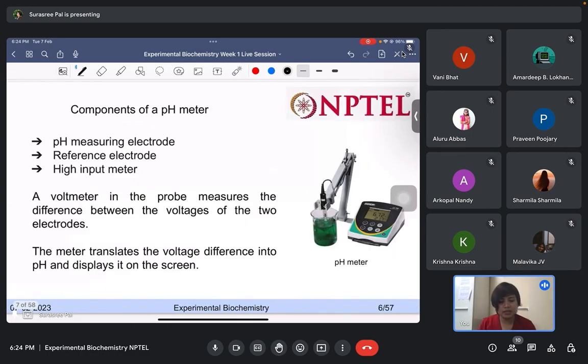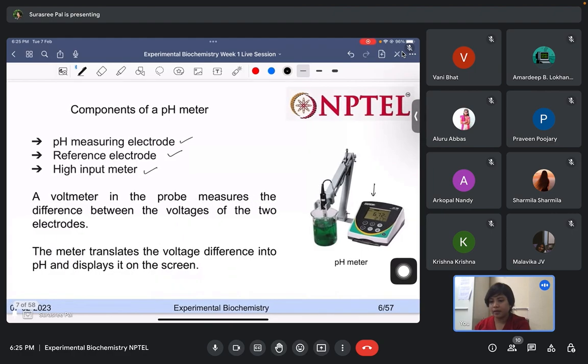Now coming to a pH meter, it has these components. Okay, a pH meter has a pH measuring electrode, a reference electrode, and a high input meter. So what does the measurement electrode do? There is a voltmeter in this pH electrode which measures the difference between the voltages of the measuring electrode and the reference electrode, and then there is a meter.